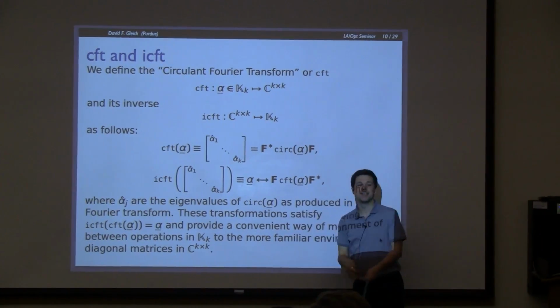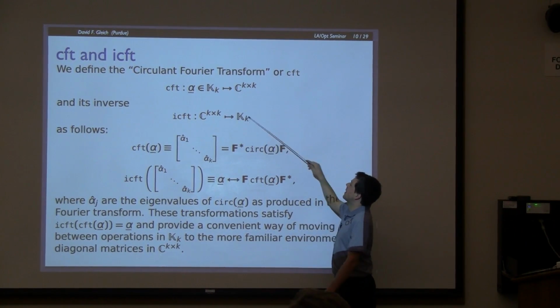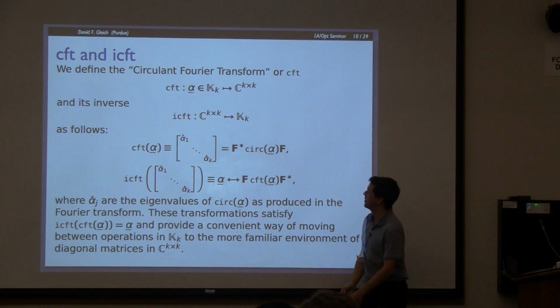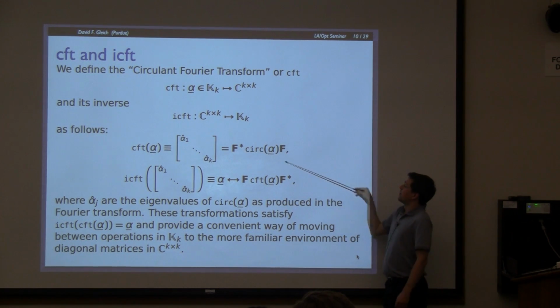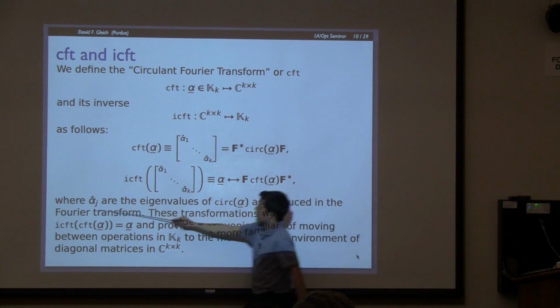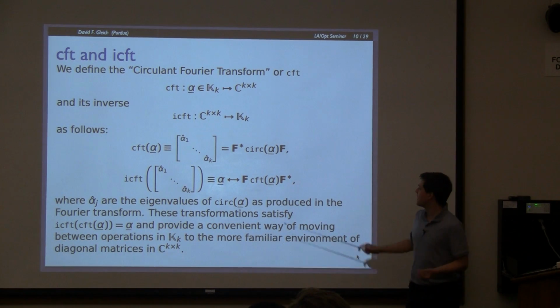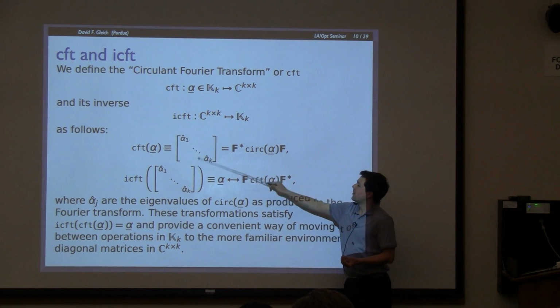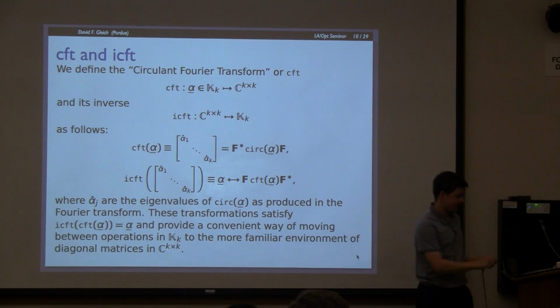ICFT just takes this and inverts it. So if you think about it, ICFT is just going back to the original matrix. So you can write these both as basically Fourier transforms of this matrix itself. So the combination is an identity, and what will happen is if we use this representation, everything will make a heck of a lot more sense in our algebra.